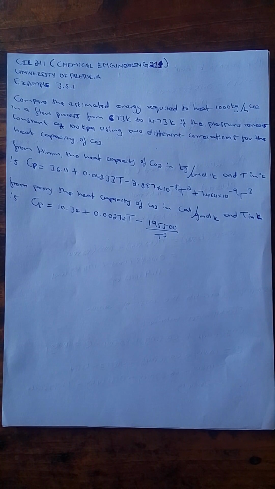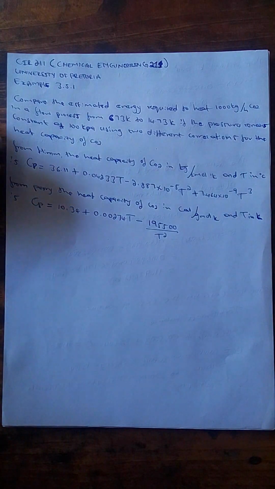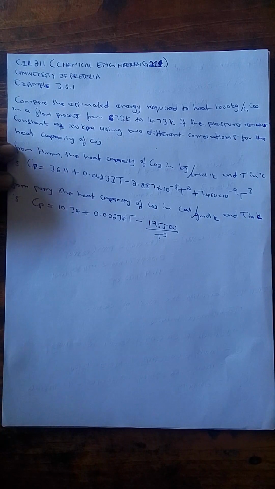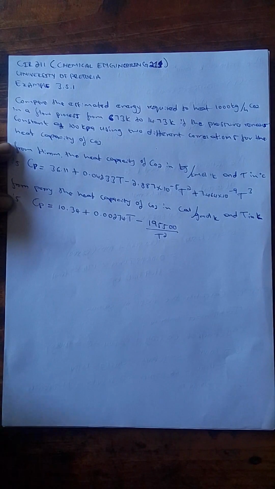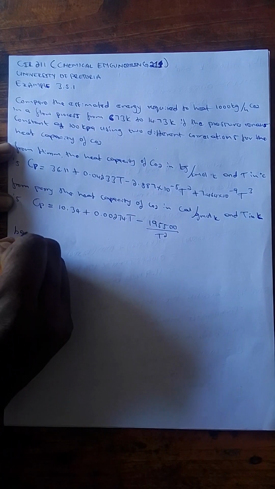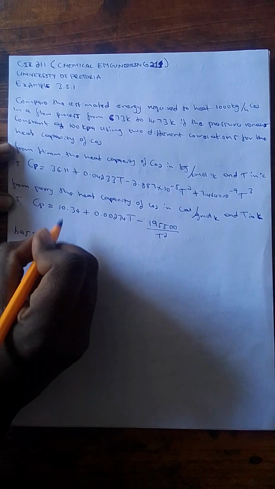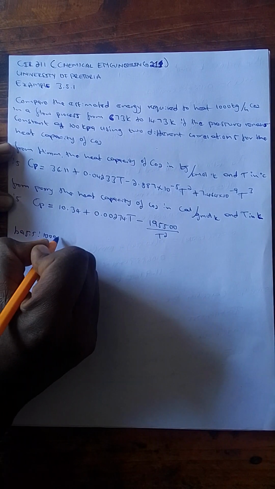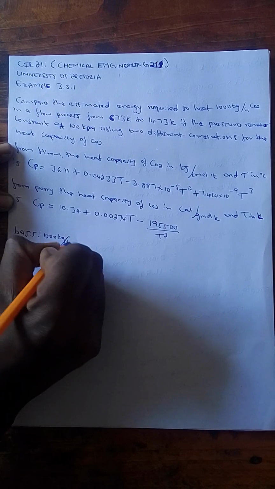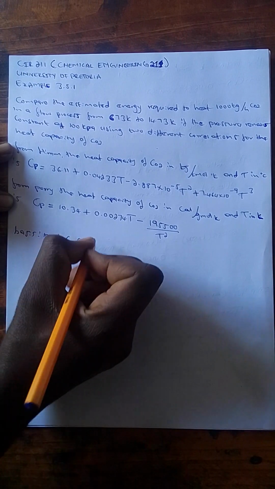So the first thing that we're going to be doing is to choose a basis. And as usual, an easier basis to use is the basis that we've already been given, which is 1000 kilograms per hour of CO2.